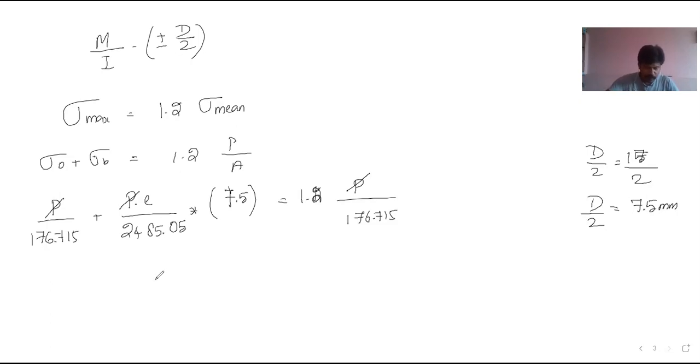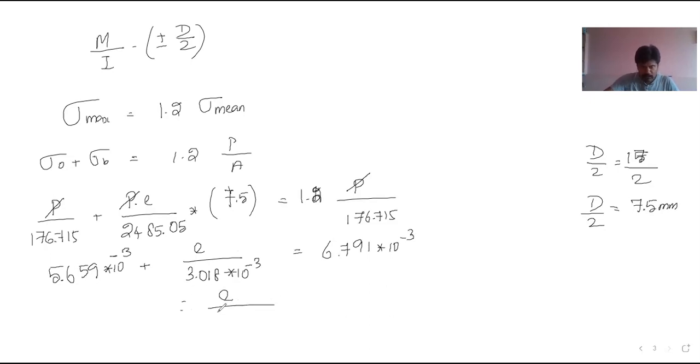is equal to 5.659 into 10 to the power minus 3 plus 7.5 divided by 2485.05 becomes E divided by 3.018 into 10 to the power minus 3 is equal to 1.2 divided by 176.715. So 6.791 into 10 to the power minus 3.